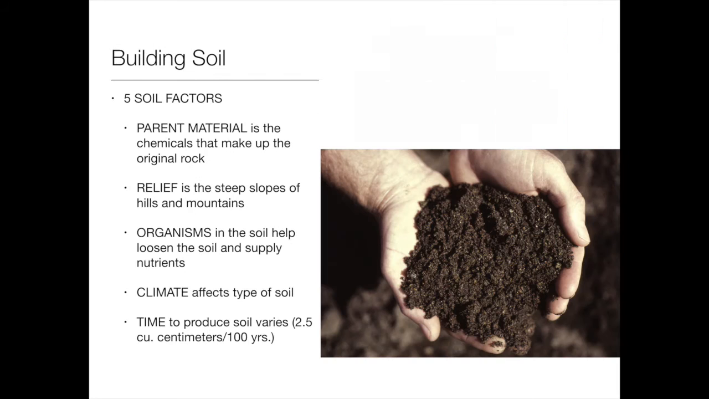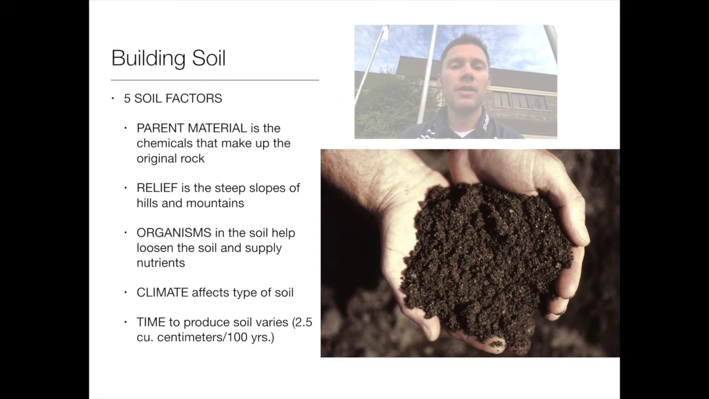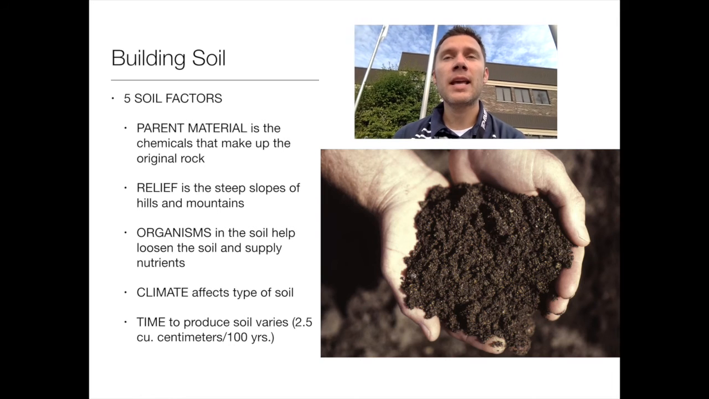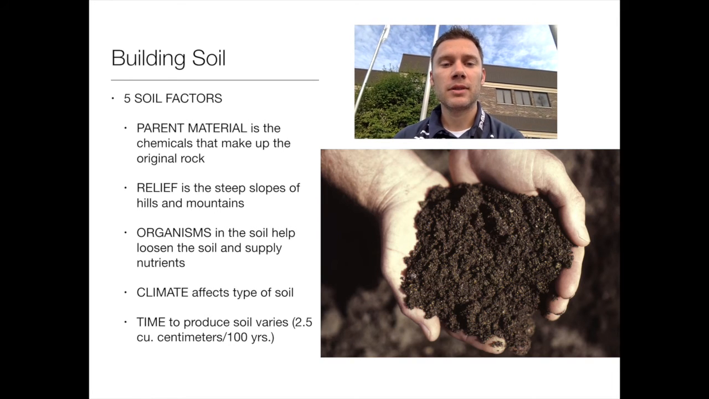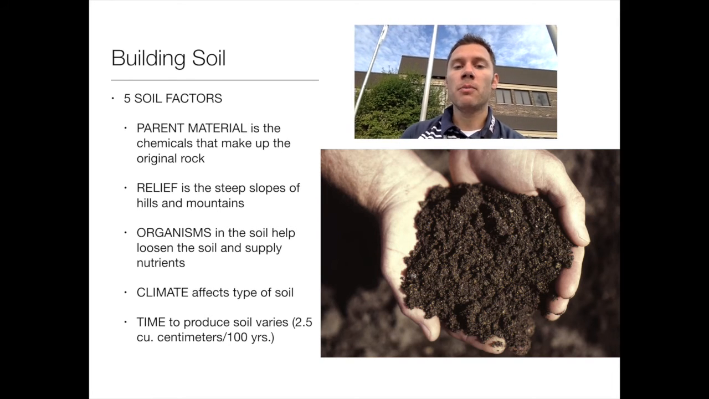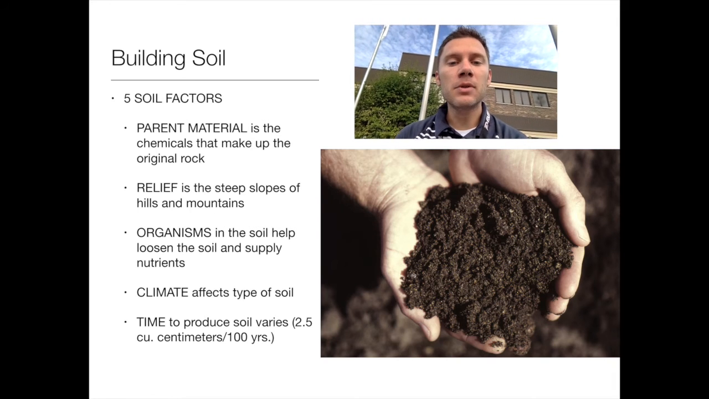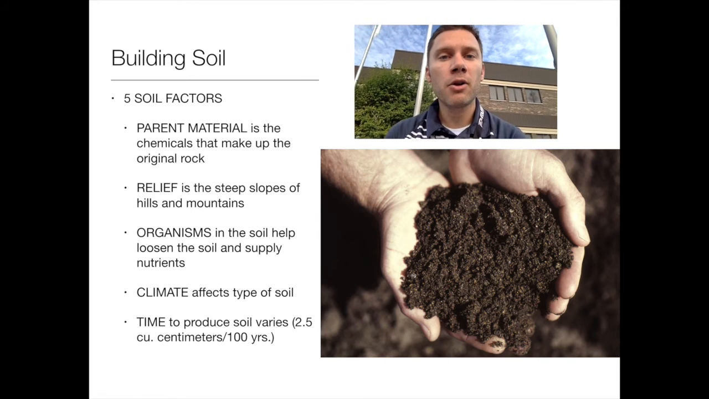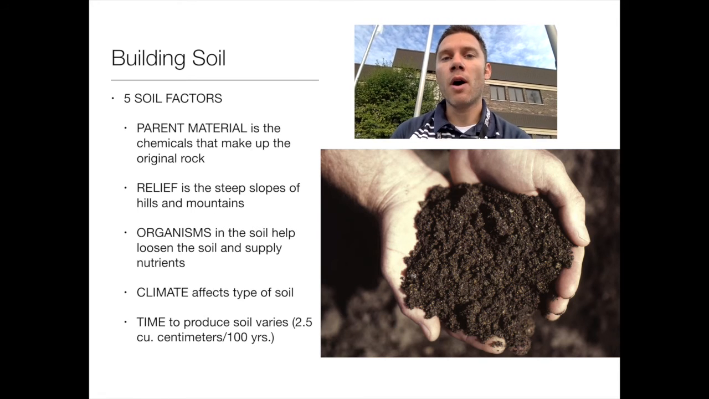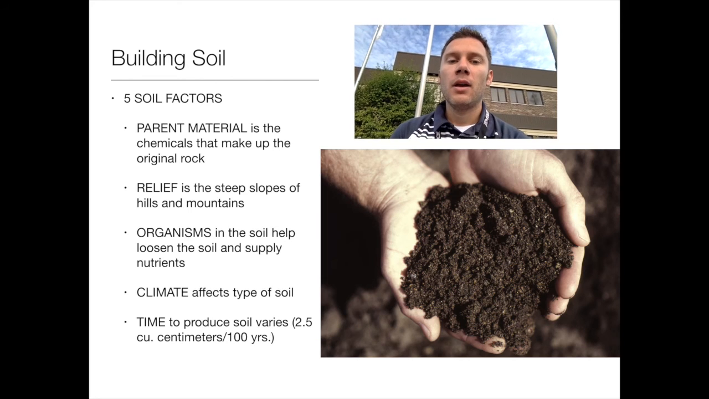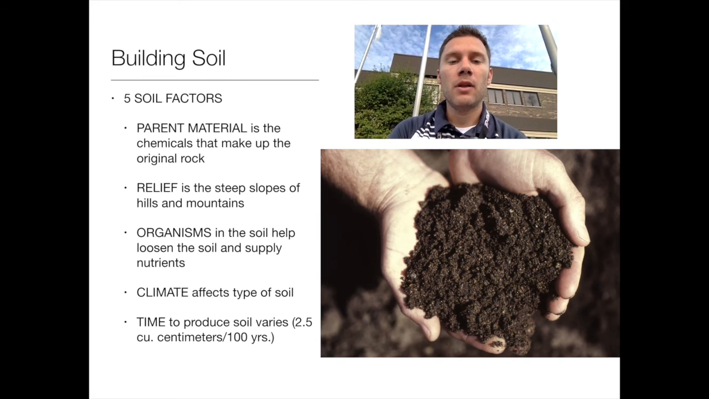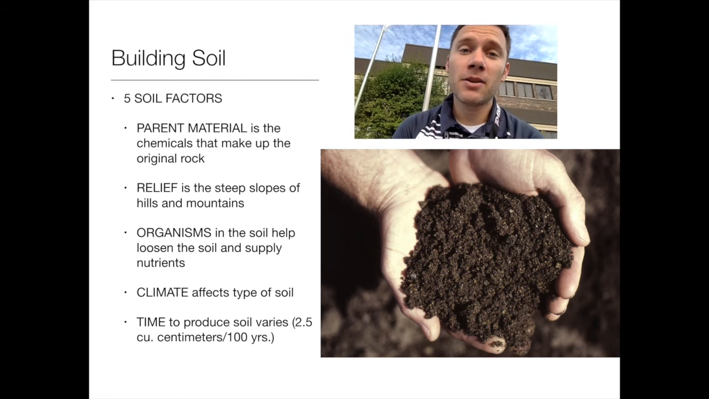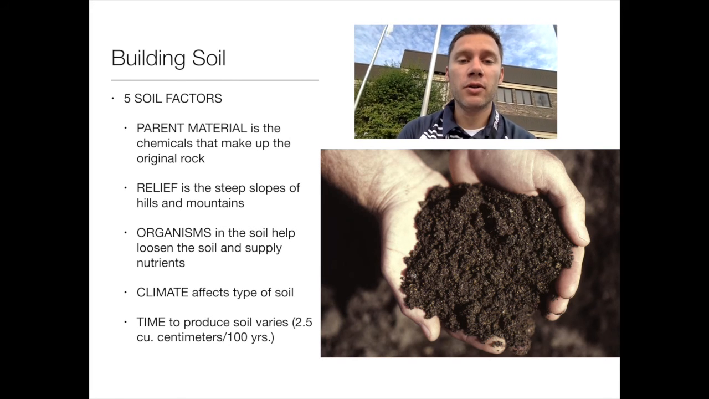As we build soil, there are five factors in putting it all together. The first one is the parent material. These are the chemicals that make up the original rock. The relief is also important, as we look at the steep slopes of the hills and mountains. There are certain parts of our globe that are not going to grow things if it's too steep and water can't collect there. The organisms found in the soil are going to help loosen up the soil and help supply nutrients. That's a pretty important part if you want to have good soil.